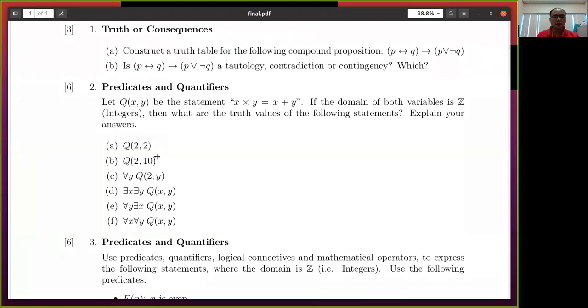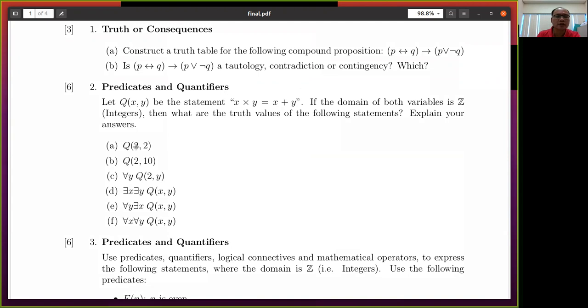Okay, we're going to continue working on the next questions. For question 2, we have a statement Q(x,y) means that x times y equals x plus y, and we're allowing any integers to be used for the variables x and y. So are they true or not?